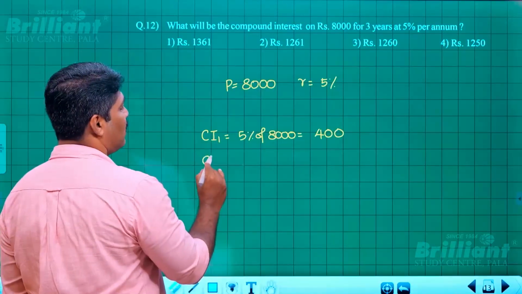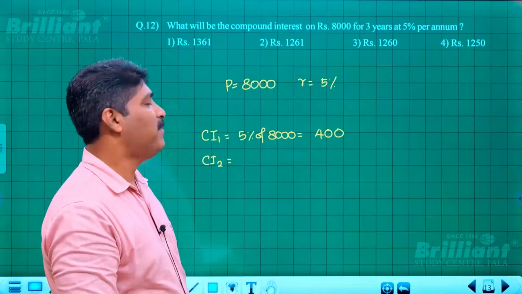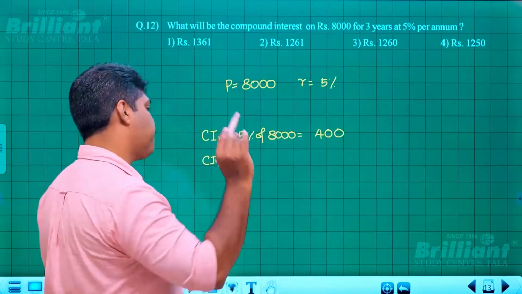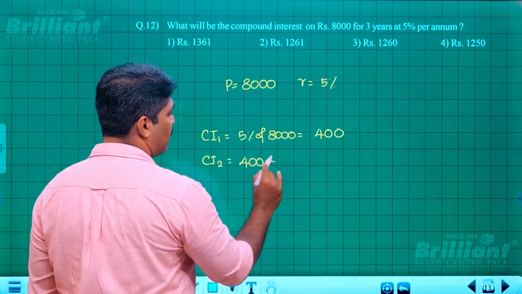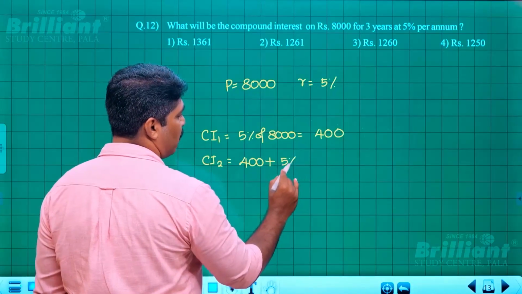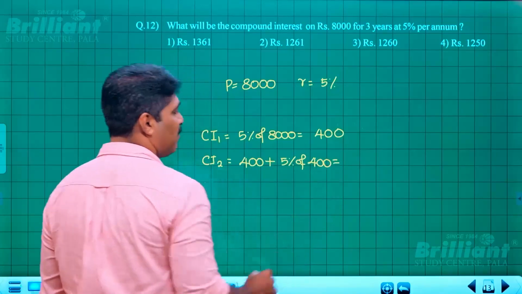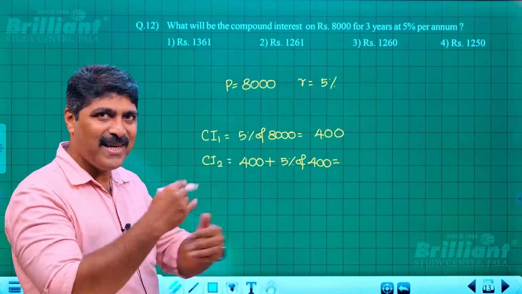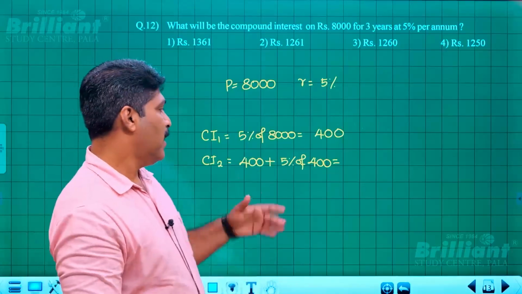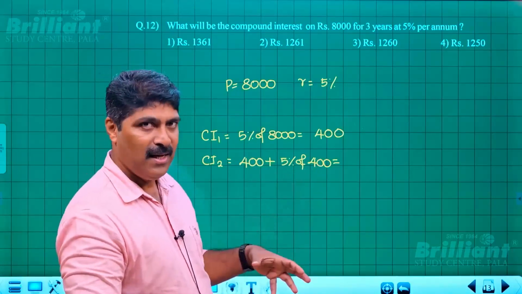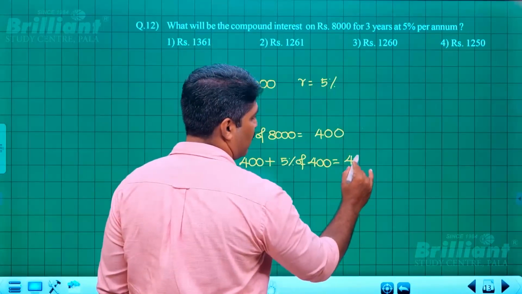Understand how this second year's compound interest differs from that of the first year's compound interest. Second year's compound interest is first year's compound interest plus 5% of that value. That means 5% of first year's compound interest. Like that, it will increase. So what is 5% of 400? 10% of 400 is 40. Therefore, 5% means 20. Therefore, this value is nothing but 420.